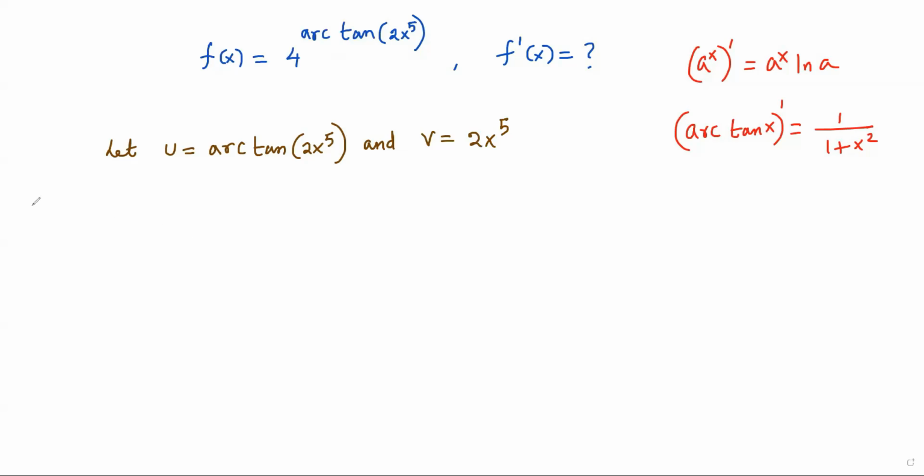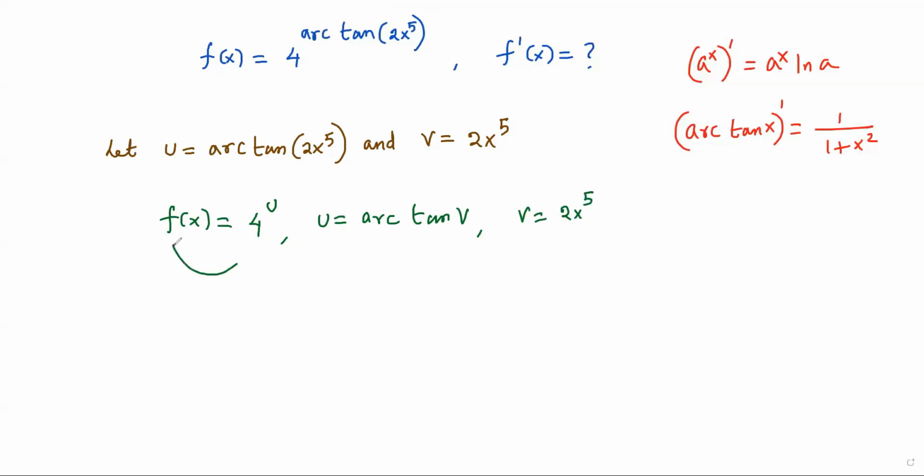Now the given function can be written as f of x equal to 4 to the power arctan of 2x to the fifth power. Instead of this arctan 2x to the fifth power, we can write u. So I get 4 to the uth power. Now u is equal to arctan of 2x to the fifth power, and instead of 2x to the fifth power, I can write v. Finally, v is equal to 2x to the fifth power.